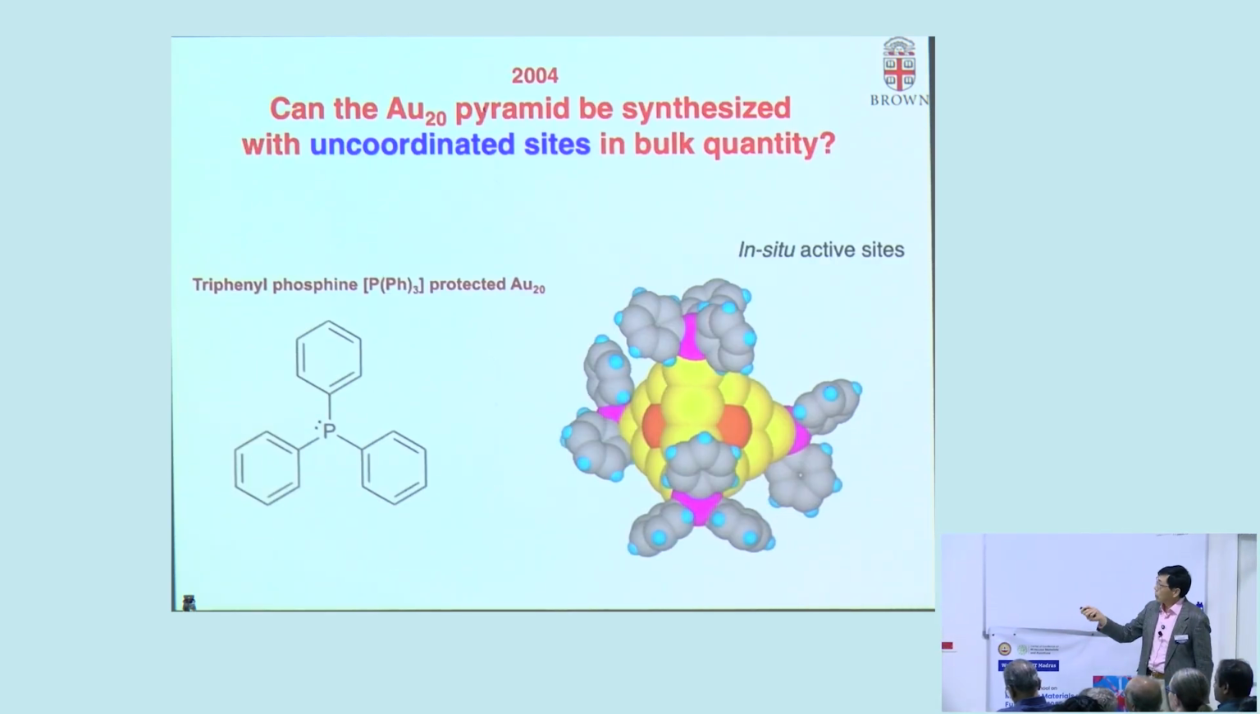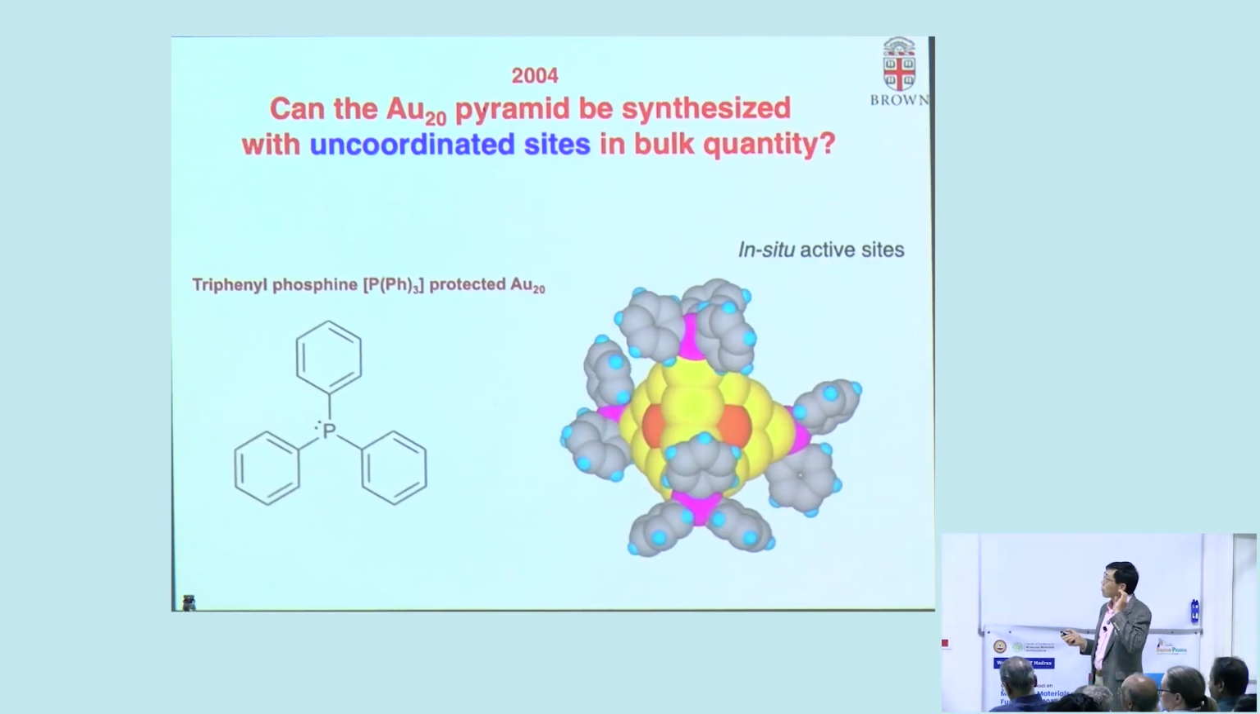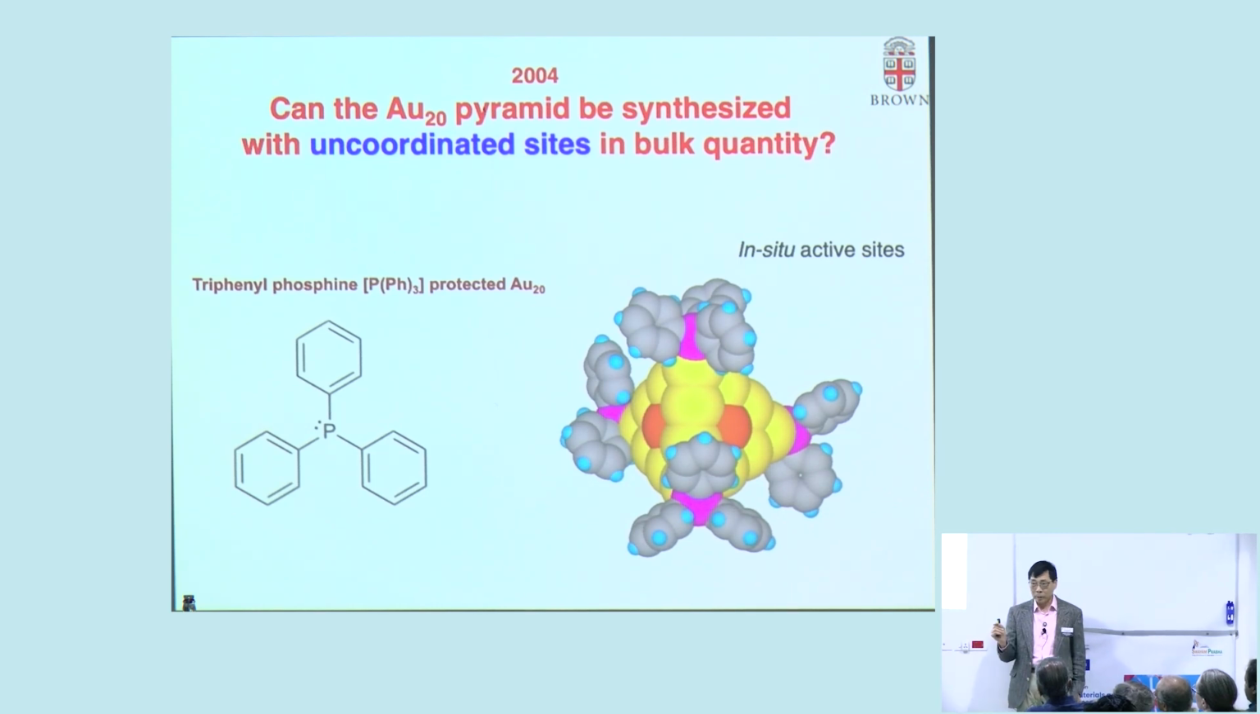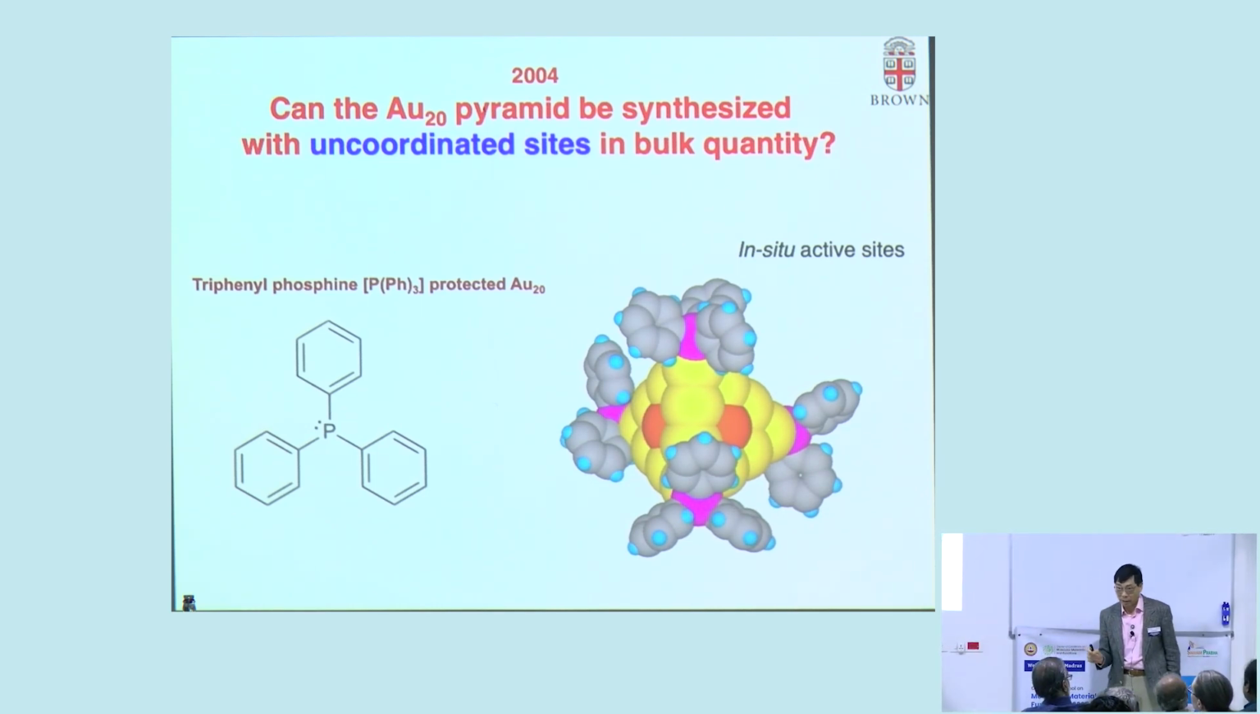So we asked the question, right? Can the gold 20 pyramid be synthesized in bulk quantity? Now, initially, this was prompted by an email from Professor Haruta. Some of you may know Professor Haruta, he was the pioneer of gold catalysts, right? His group, among others, discovered that gold nanoparticles can become gold catalysts.